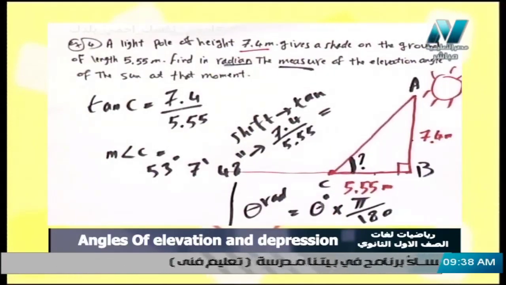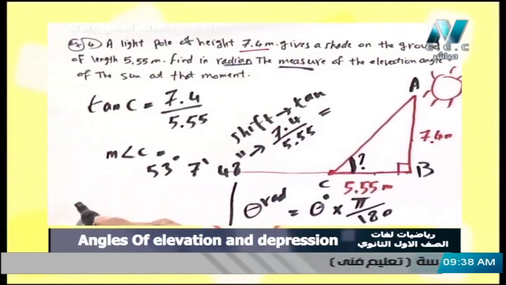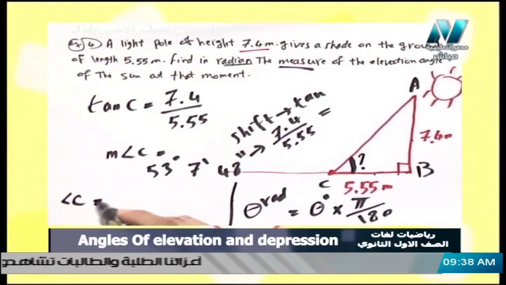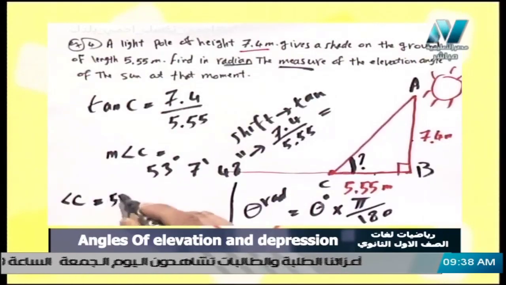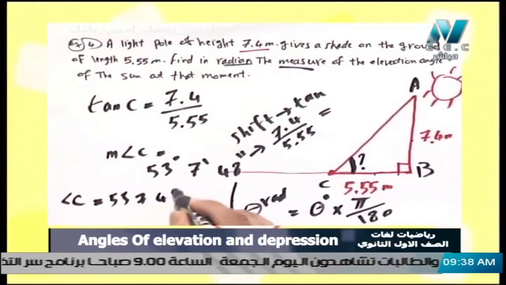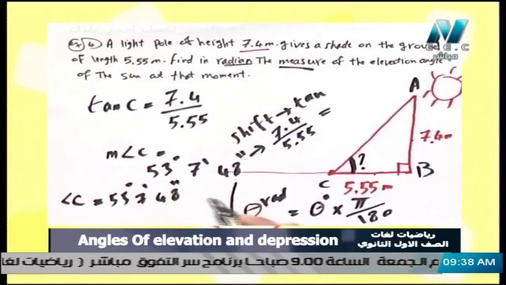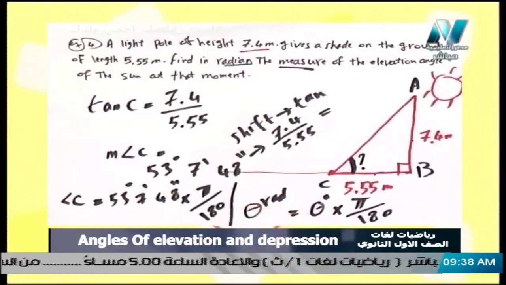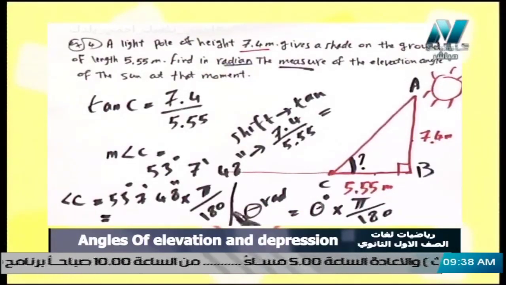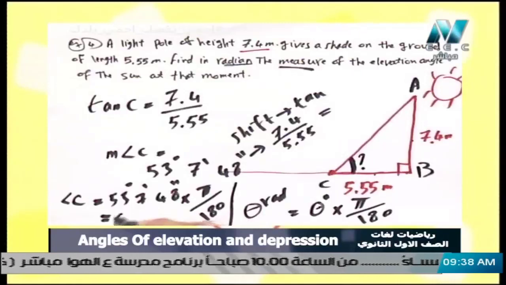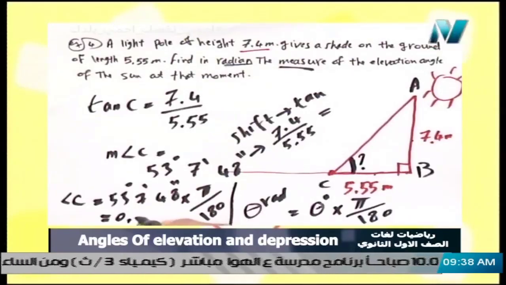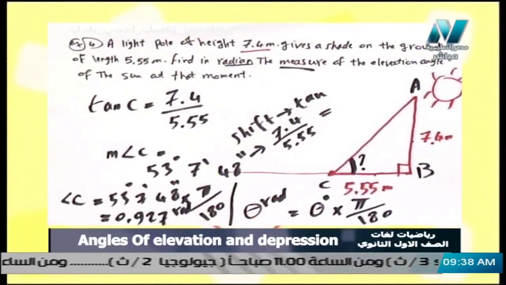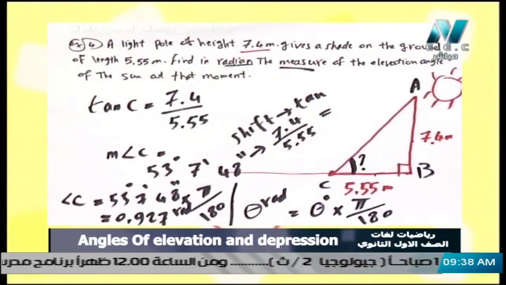And by applying this rule, the theta rad, or the angle C, will be equal to 53 degrees 74 minutes 8 seconds multiplied by pi over 180 degrees. And the final answer will be 0.927 rad. Okay, so it is the radian measure.